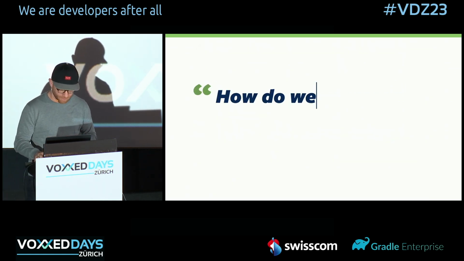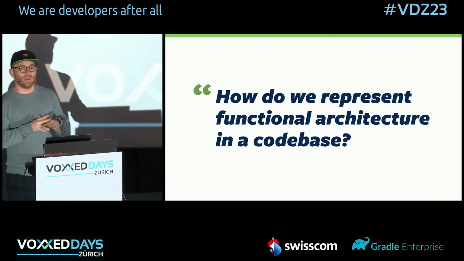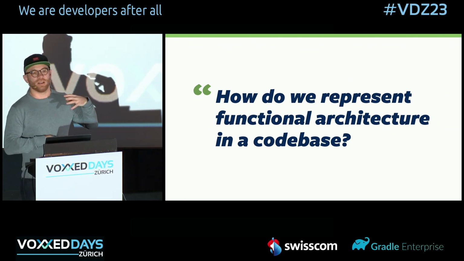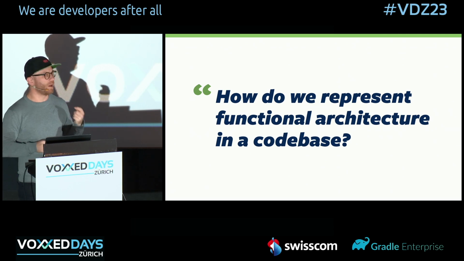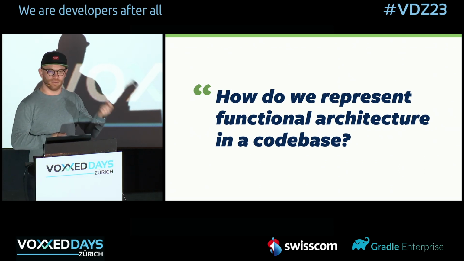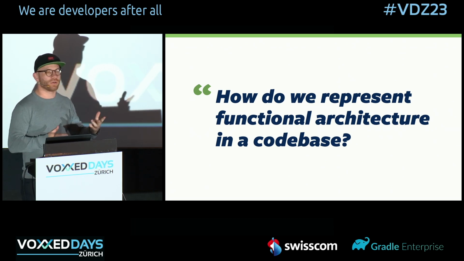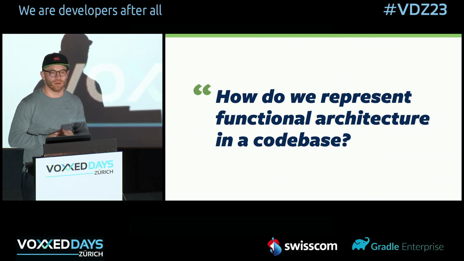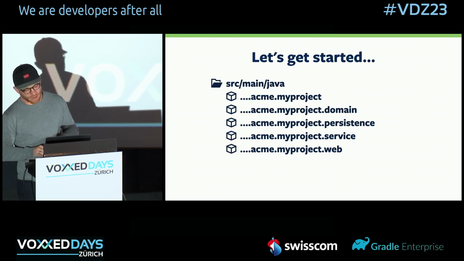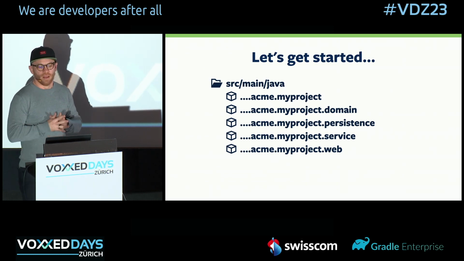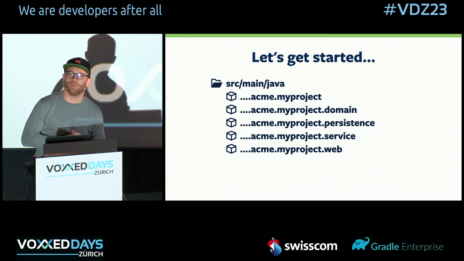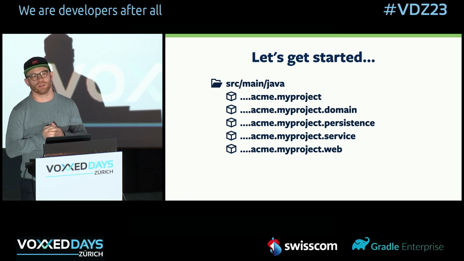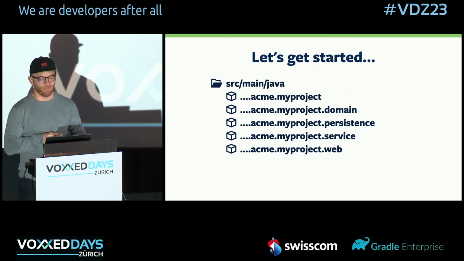to do that stuff. So the fundamental question I want to discuss here is, how do we actually represent the functional architecture in the code base? And I'm going to explain why structuring your code base along the lines of your functional decomposition is an important thing. Let's do that first, actually. That's basically the package structure that we often find in our users' or customers' projects.